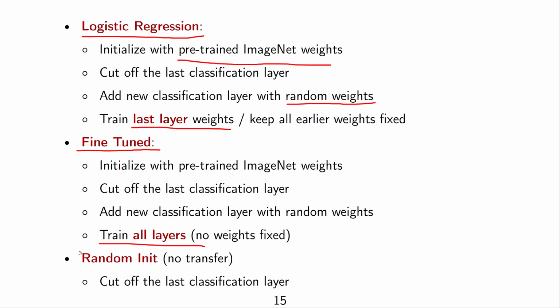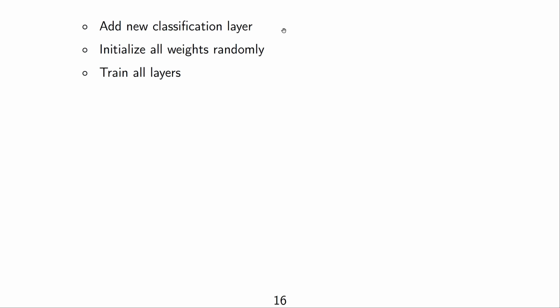And then we have the idea of just random initialization. In some sense, there's no transfer of weights, there's only a transfer of the architecture. So we are going to take an architecture that did a great job on ImageNet, and then we transfer it to a different classification task. So the steps are, we're going to cut off the last classification layer, we add a new classification layer, initialize all weights randomly, and then we train all layers. So no weights are being copied over from ImageNet to training on the new dataset.